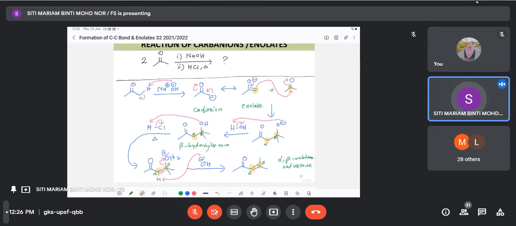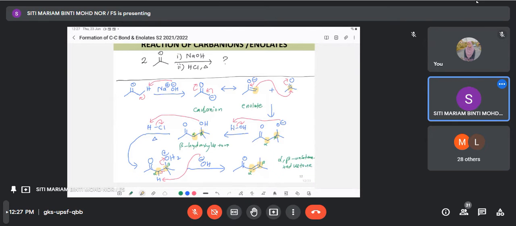If you want, you can also do a mixed structure, just to make sure only one structure has an acidic proton and the other structure doesn't have an acidic proton. That way, you can get a single product as well. So you can try it with different structures of ketone. What is the possible structure you get? Follow this mechanism, exactly the same.